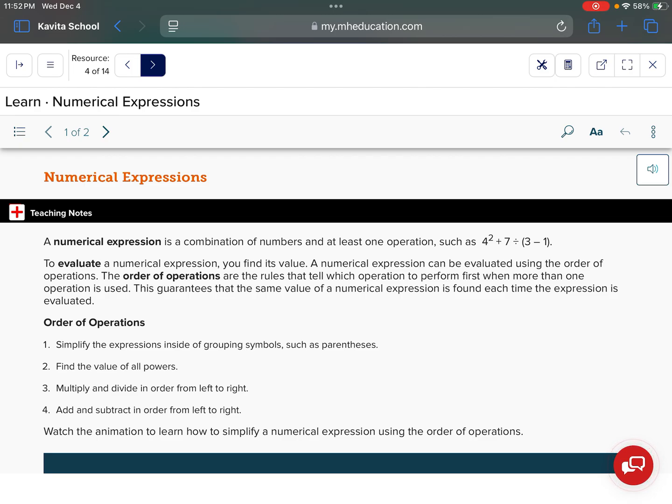So our order of operations is we first simplify expressions inside of parentheses. Next, we find the value of all powers. And then we multiply and divide in order from left to right. And then we add and subtract in order from left to right. So when multiply or divide follow each other, and add or subtract follow each other, we do them from left to right. They both have the same priority.